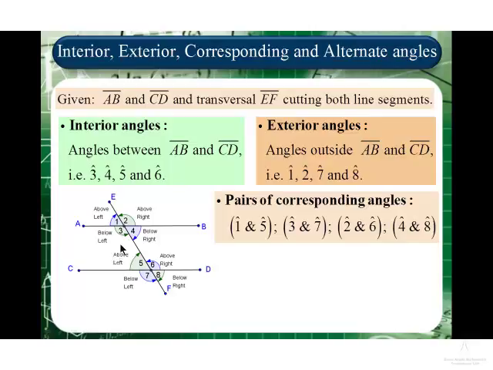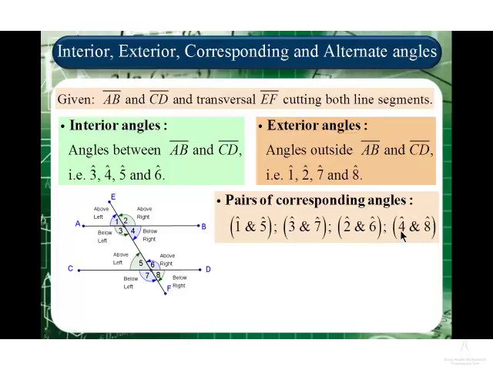So these two are corresponding because it's both above and to the left of the line segments AB and CD respectively. Angles 3 and 7 are also corresponding. 3 and 7. Can you see both labeled as below left? Below and to the left of the line segments AB and CD respectively. Similarly, the angles 2 and 6, above right and above right, with respect to the line segments AB and CD, that's why they're called corresponding angles.